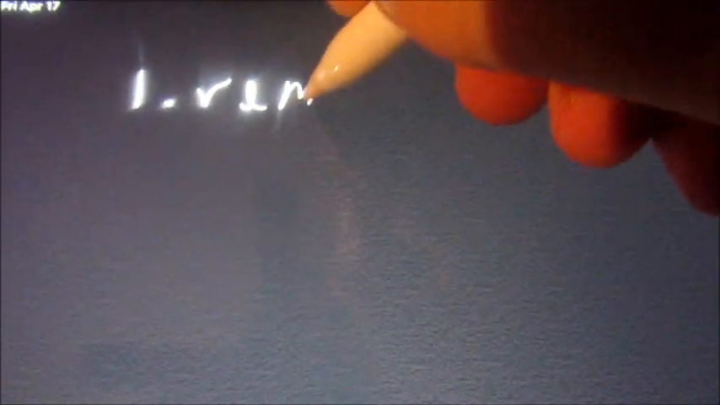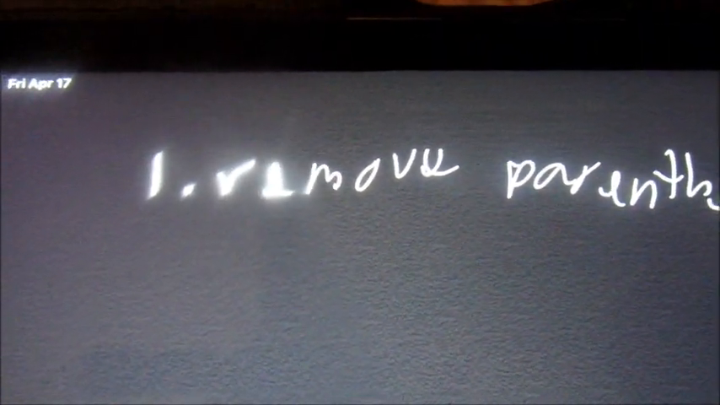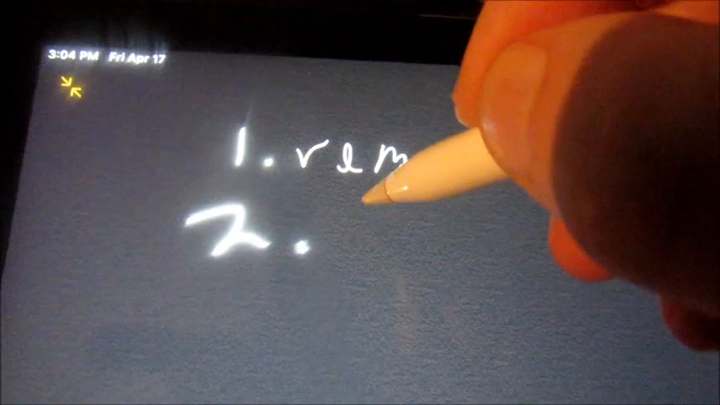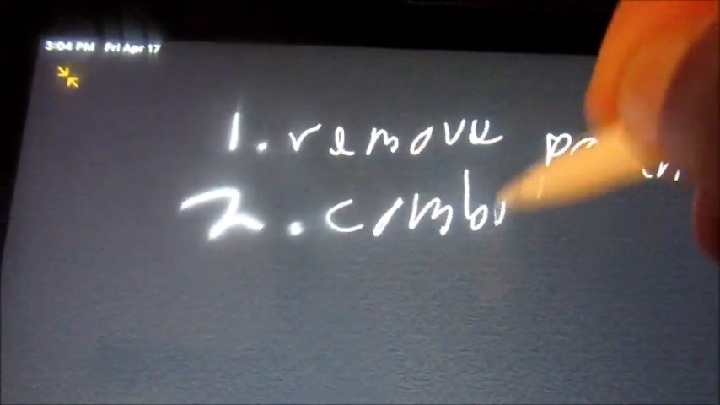Okay, so next we're going to add polynomials. So to add polynomials, all we're going to do is combine like terms. The first thing we can do is remove the parentheses and then combine like terms.